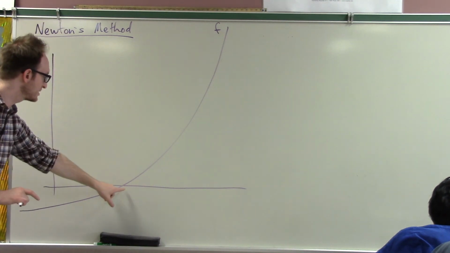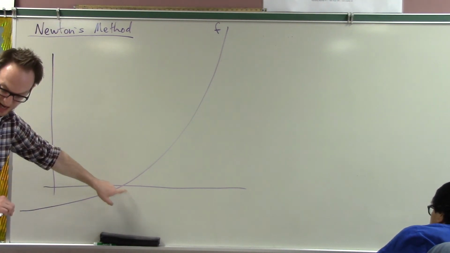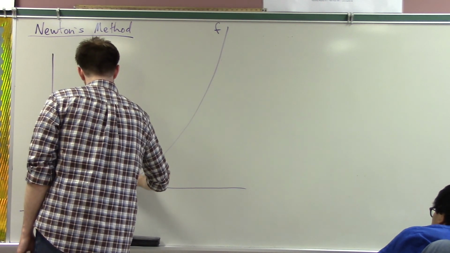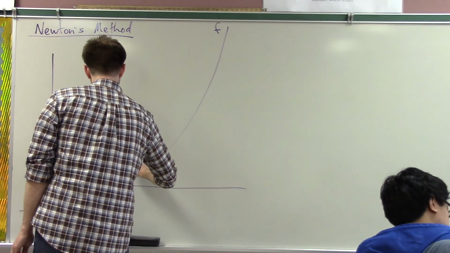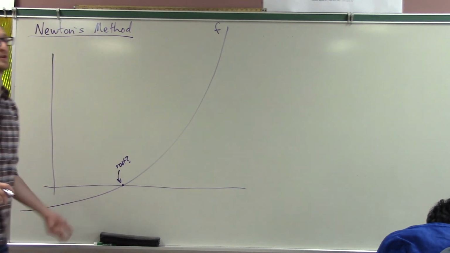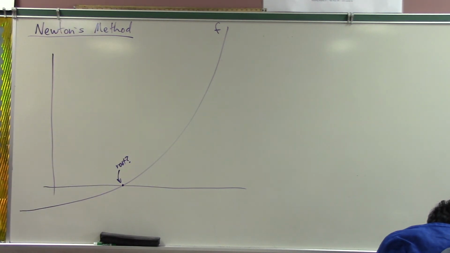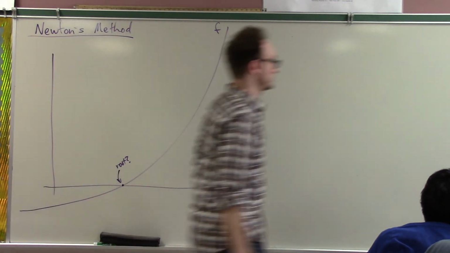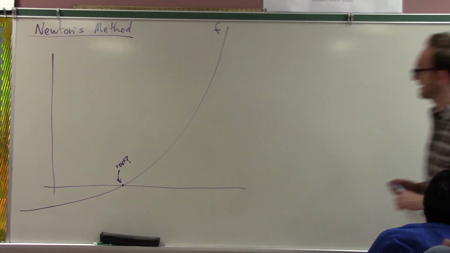Okay, so I would like to know what this root is right here, and I do not know. So maybe I'll just put a dot and write root, question mark. So I would like to know, to any desired degree of accuracy, where this function crosses the x-axis. Well, there is a recursive procedure, and the recursive procedure goes like this.